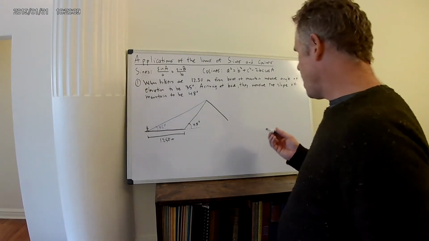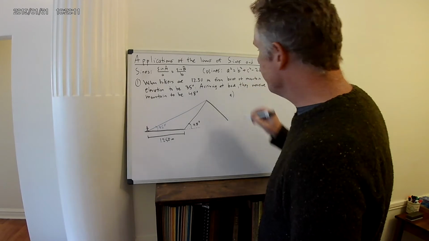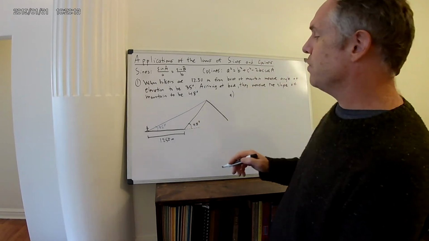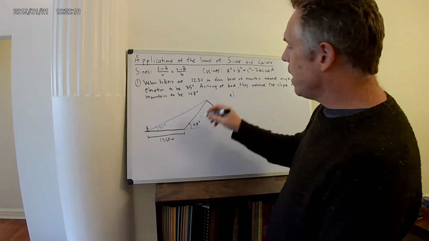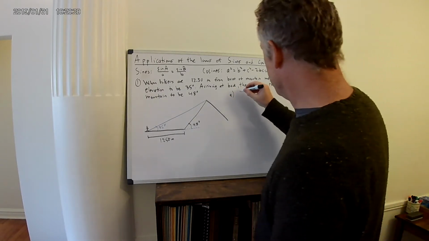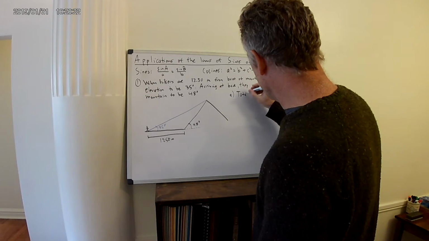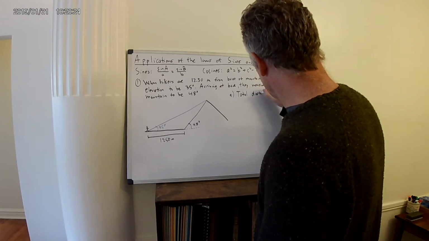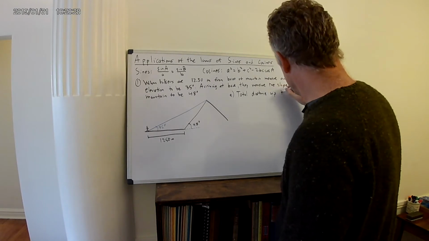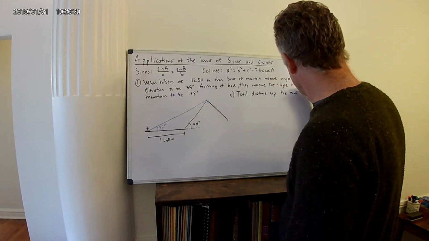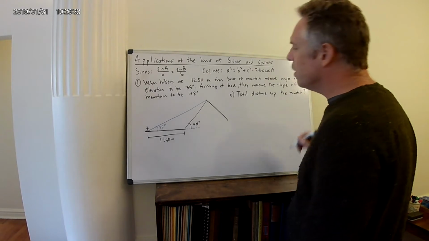In the first part of this problem, we'd like to find out, once the hikers reach the base, they're then going to hike up this mountain, okay? And what we want to find out is how far do they have to hike up the mountain? So the total distance up the mountain. You know, how far do they have to hike from the base to the summit? What is that total distance?